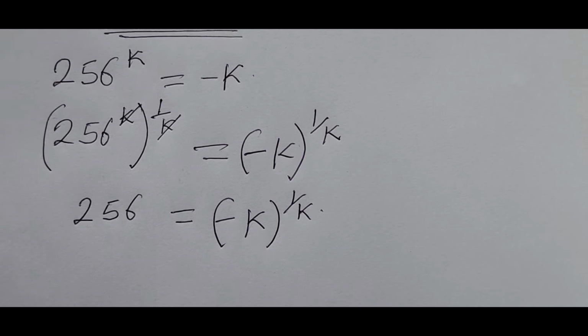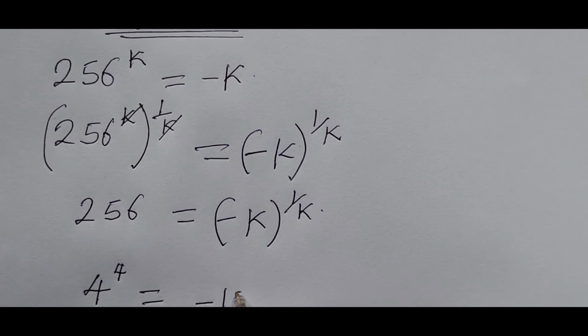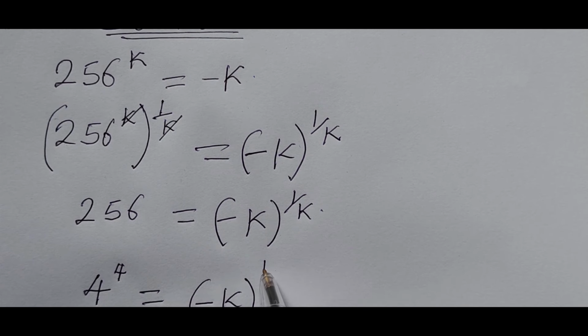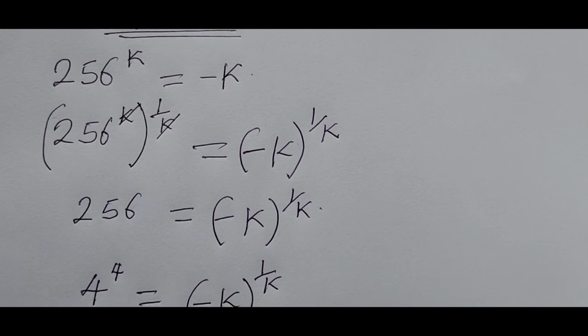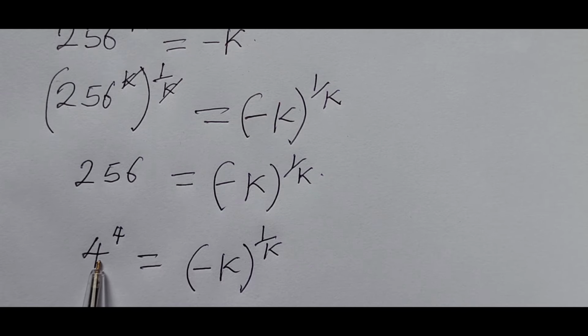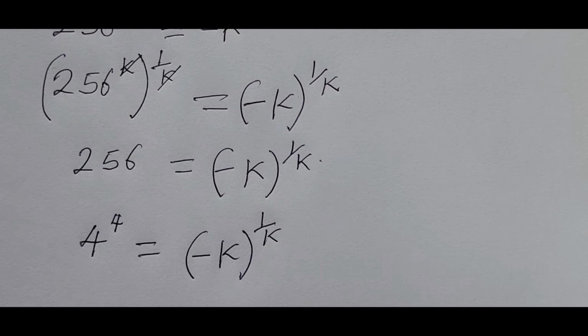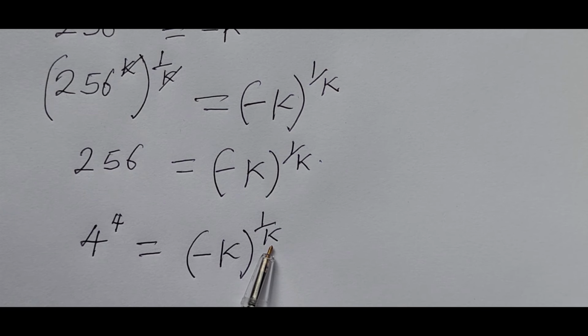So let's go ahead and do that first. So we have 4 raised to the power of 4 equal to minus k, all raised to 1 over k. So we want to find a way of expressing the quantity we have here in a format whereby we have either minus k raised to the power of minus k, or minus 1 over k raised to the power of minus 1 over k. So how do we achieve that? We're going to do a simple substitution for the value of k.